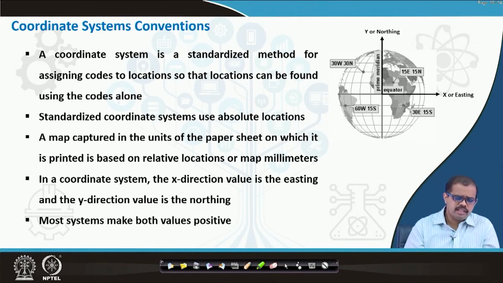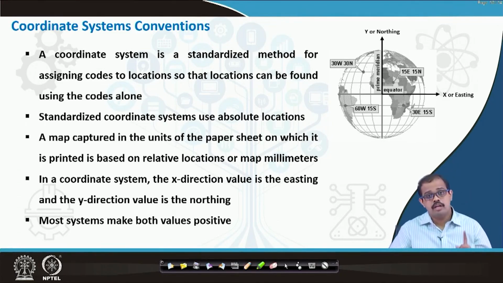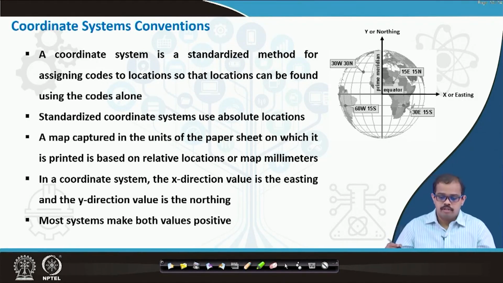Standardized coordinate systems use absolute locations, exact locations. A map captured in the units of a paper sheet on which it is printed is based on relative locations, or map millimeters. So we have to remember that all the time. In a coordinate system, the x direction value is the eastings and the y direction value is the northings. I have already shown this, so please keep this in mind.